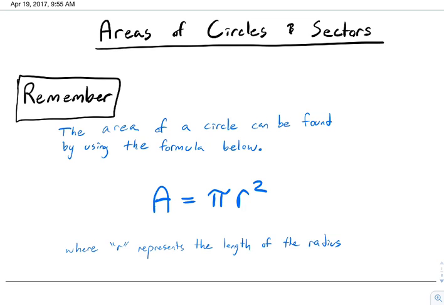All right, you guys. Today we're talking about the area of circles and the area of sectors of circles. So this is really going to be analogous to what we did with arc length. So let's start. The first thing you need to remember is how to find the area of a circle. That formula is pi r squared, and there's a lot of beauty behind that.